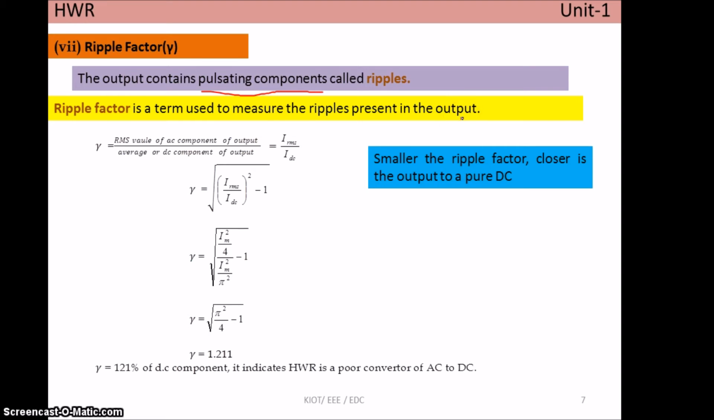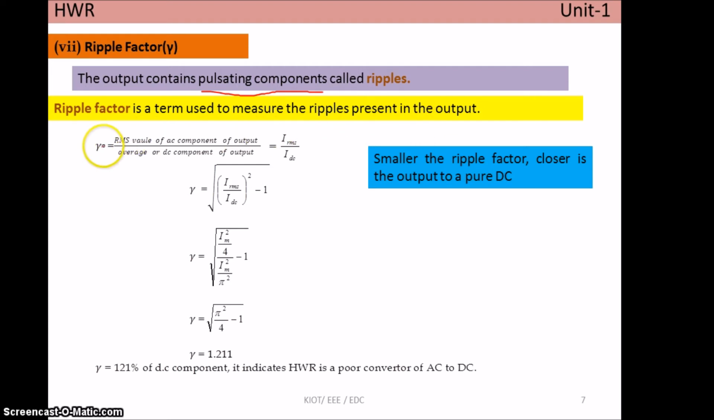So actually what we want is DC output, but are we getting a pure DC at the output? No. The output is a pulsating DC having a lot of AC components present in the required DC output. These are unwanted components, so we call them ripples. And the factor used to measure the amount of ripples in the output is called the ripple factor. So let us see that.